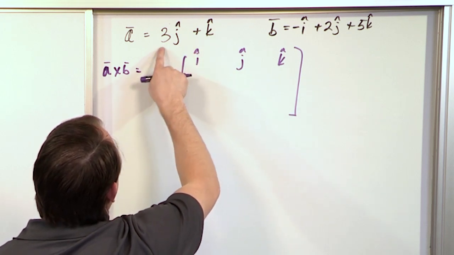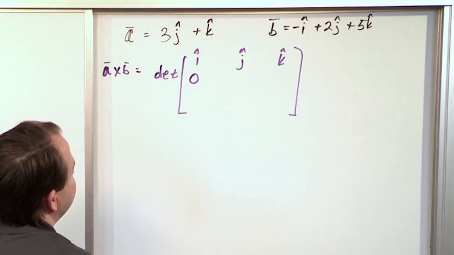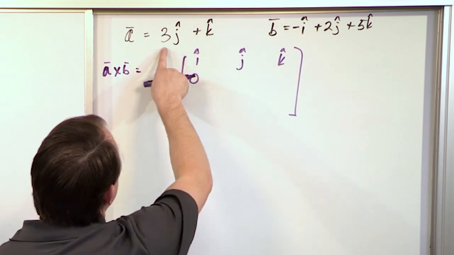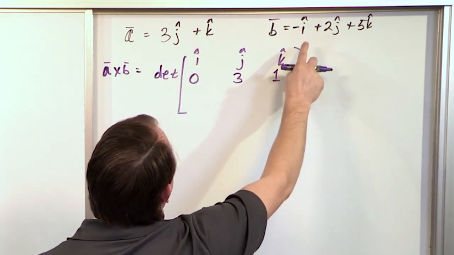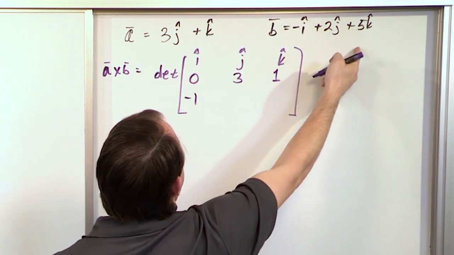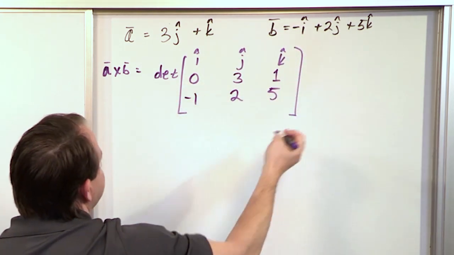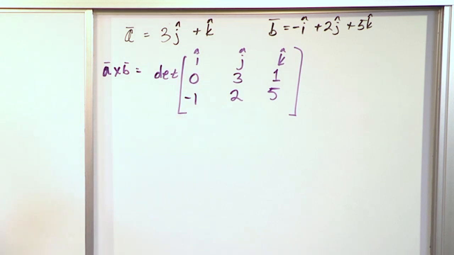There's no i here, so you have to put a 0. You can't just ignore things. You have to put a 0 there since there's no x component. The y component is 3, the z component is 1. Here you have negative 1, 2, and 5. And then you just have to find the determinant of that matrix.